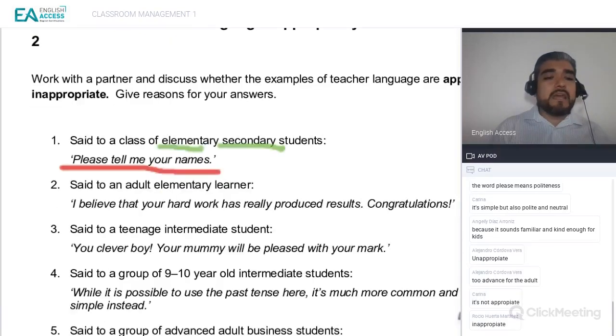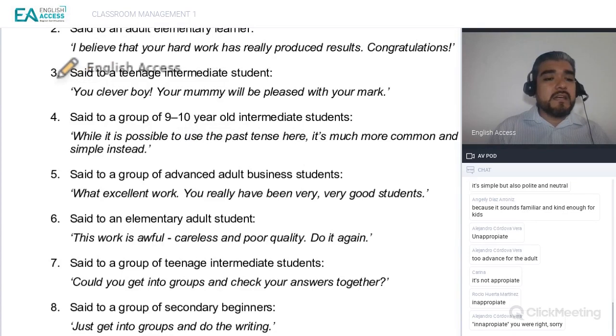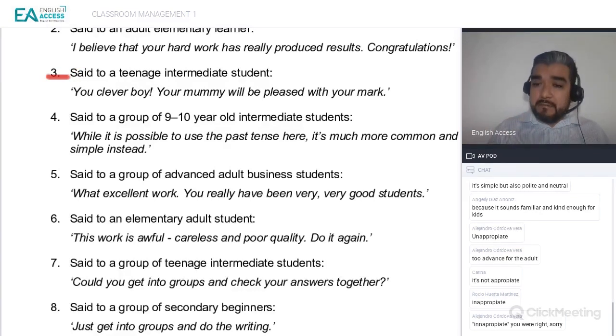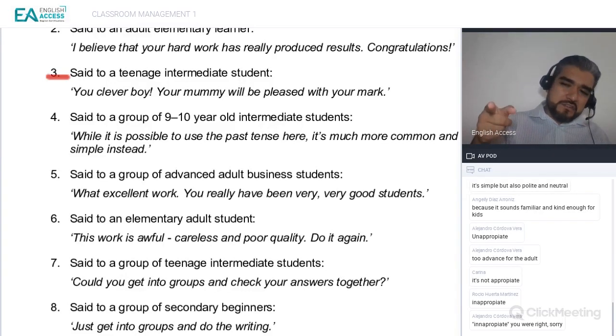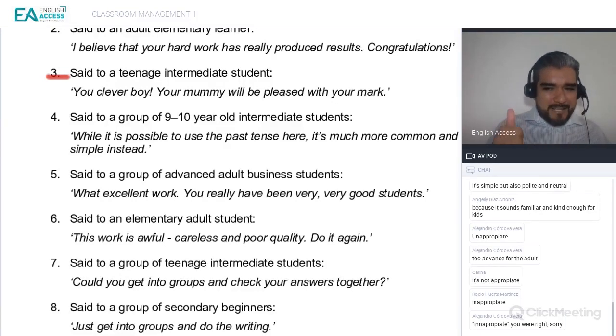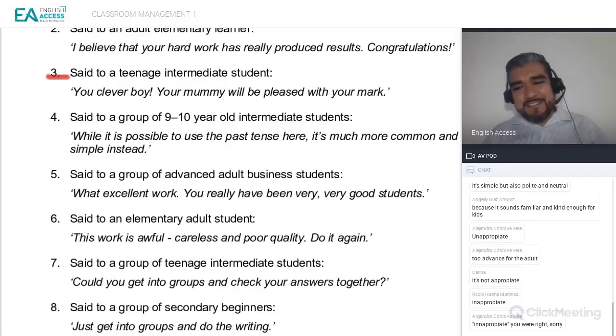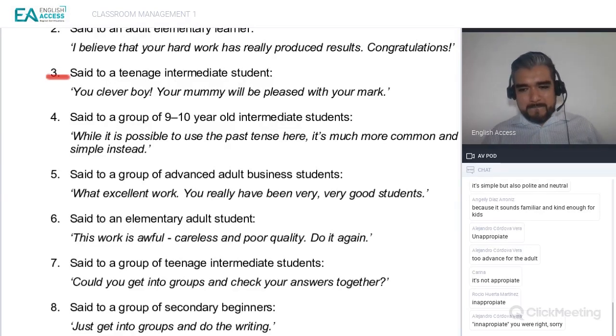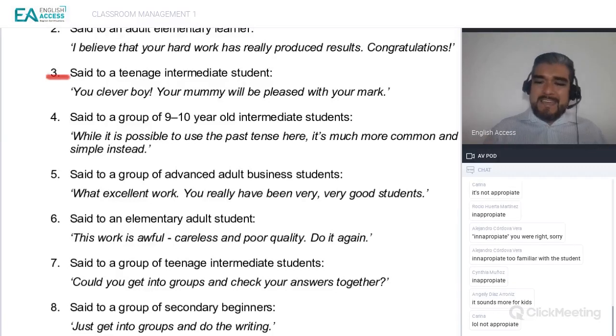All right. In number three, we have a set of teenage intermediate students. So these are teenagers and they are intermediate level. And then the teacher says, "You clever boy, your mommy will be pleased with your mark." Do you think this is appropriate or inappropriate? Yes, Angeli, you're right.